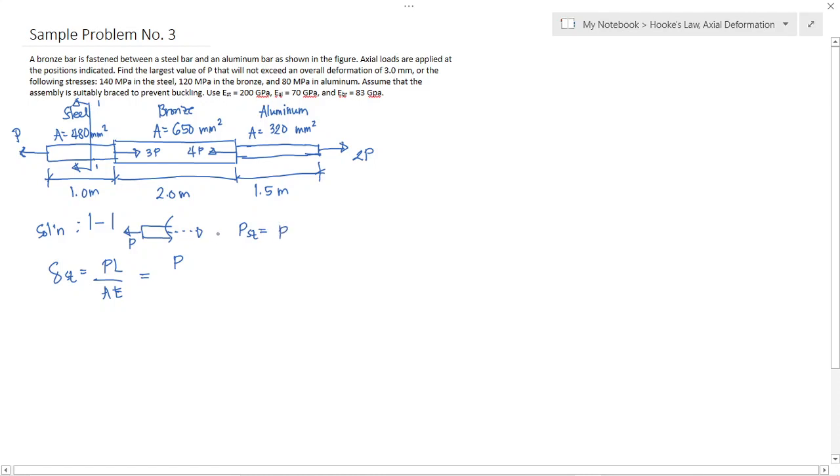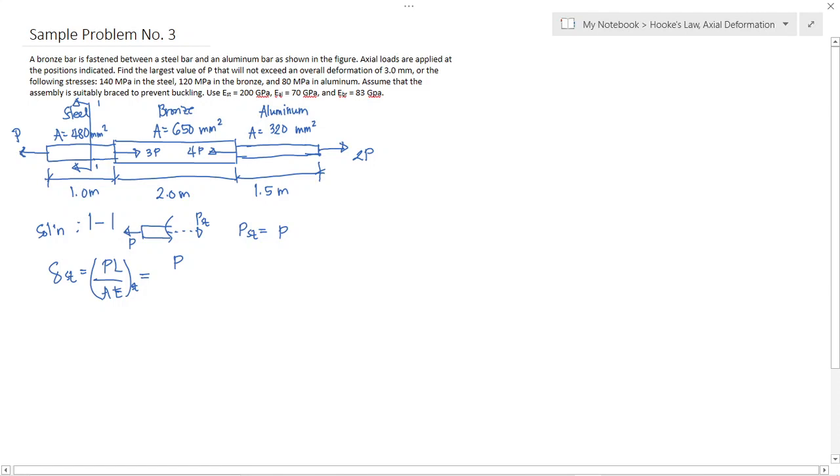So I will not sum up step by step. You can see that, it is away to the right. So P steel is equivalent to the one to the left, P. The magnitude of P steel is equivalent to P. So, this is P steel. Overall, let's make it PL over AE for steel. So, that is equivalent to P. P steel is P. Then, the length is 1 meter.